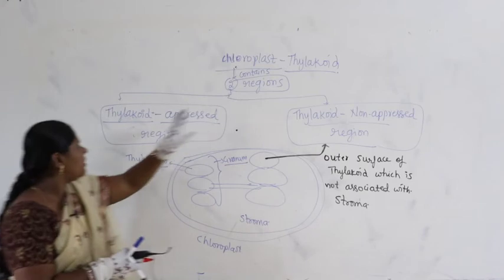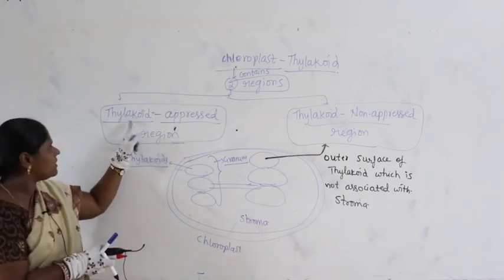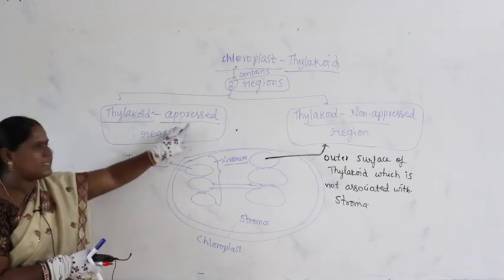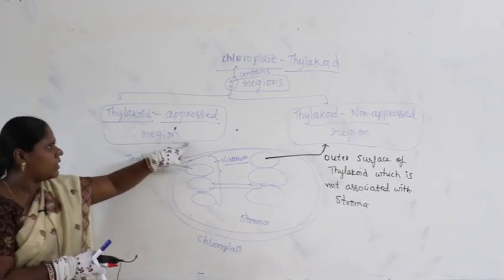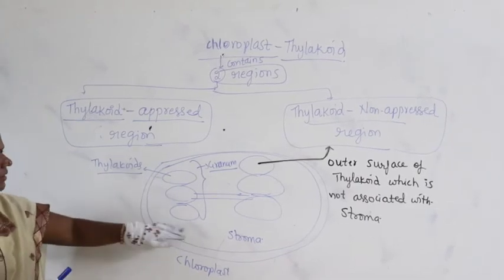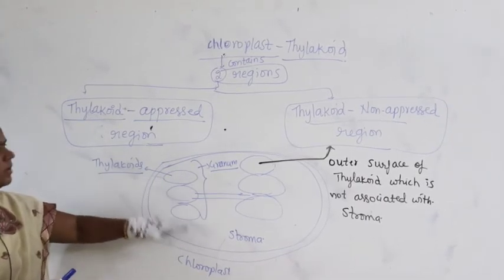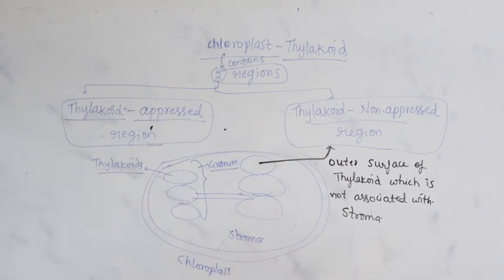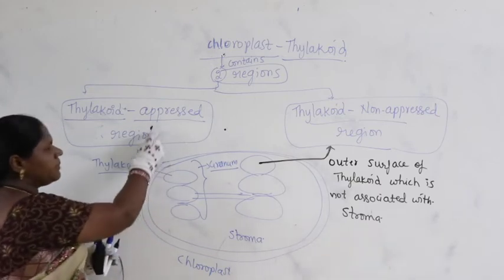Two regions are there. Thylakoid oppressed region, we call it the oppressed region. So these thylakoids are present one above the other. This is called the oppressed region.